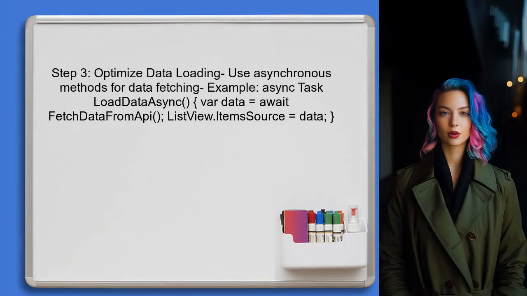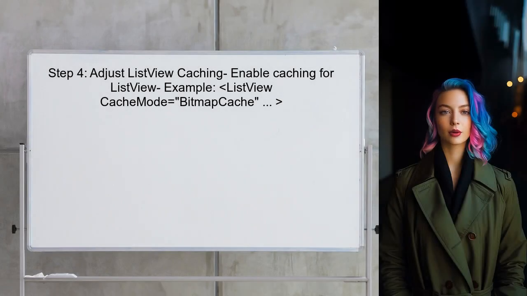The user should also consider optimizing the data loading process. This can be achieved by using asynchronous data fetching methods to ensure that the UI remains responsive. Finally, the user can adjust the ListView's caching strategy. By enabling caching, the user can reduce the flickering effect of black cells during fast scrolling.